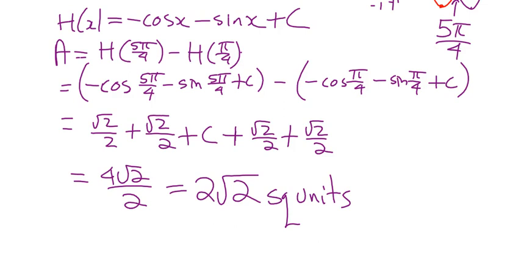Okay, so everything's root 2 over 2. And everything's all positive. Right? When you take into account, you're subtracting negatives. And the first bunch is the negative. So the 5 pi over 4 is a negative root 2 over 2. So this becomes positive, this becomes positive. So we have 4 root 2 over 2's, which is 2 root 2's. Square units.